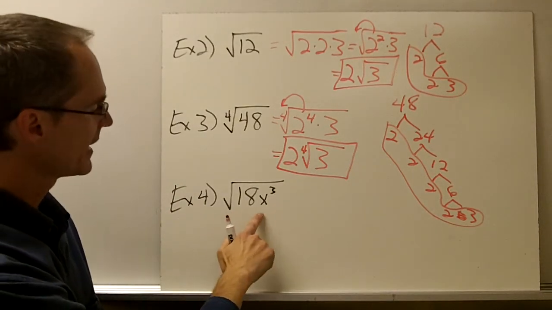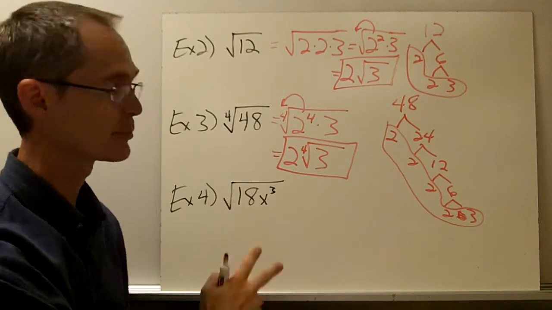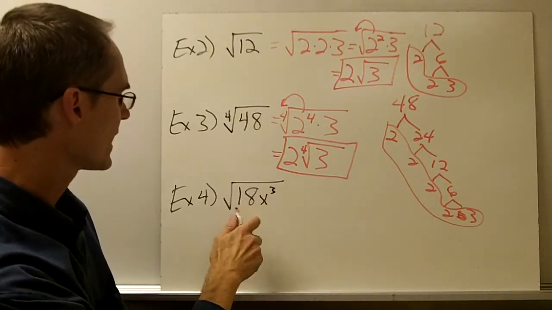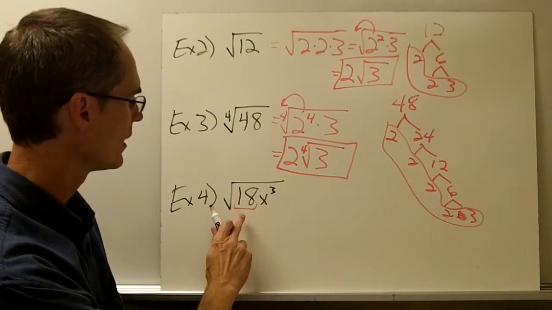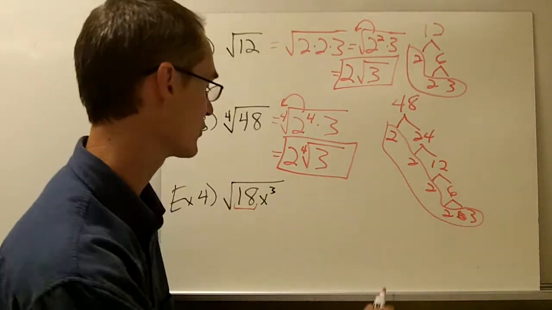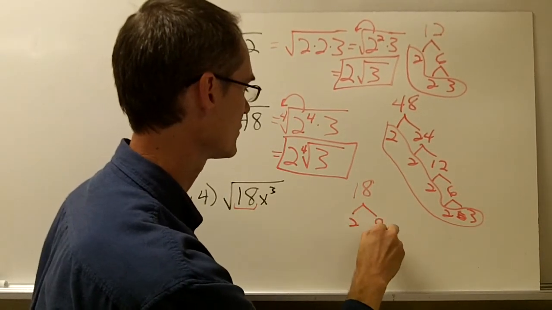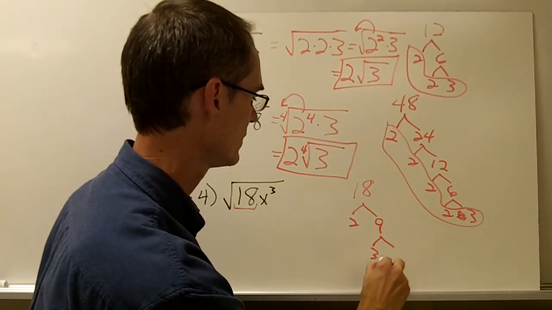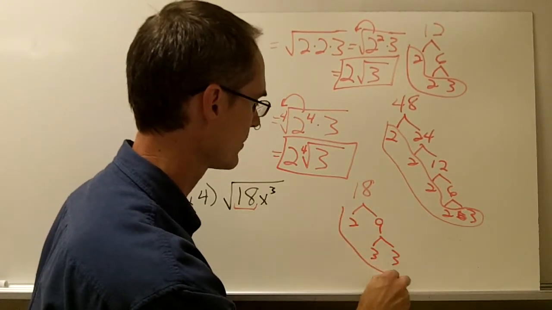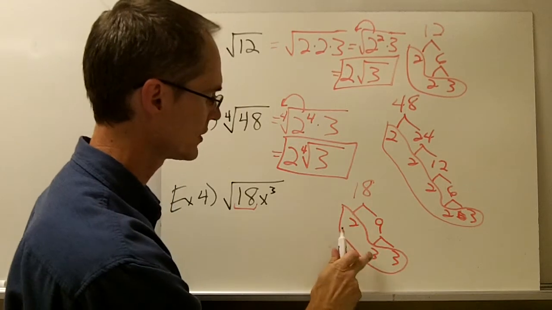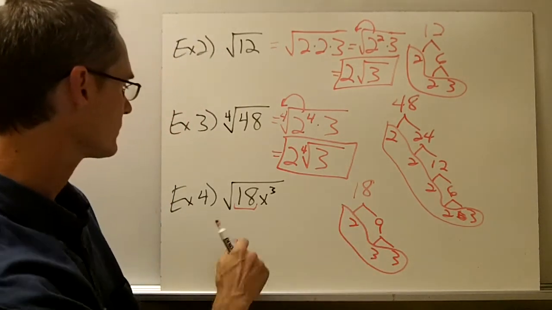Example number 4. Now here I've got an algebraic expression. So again, I want to take this part of the radicand, the number part, and do a factor tree with it. So 18, let's see, that's 2 times 9. 9 is 3 times 3, so my prime factorization is 2 times 3 times 3.